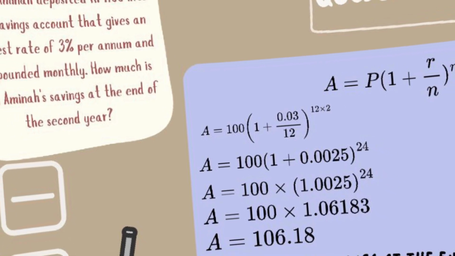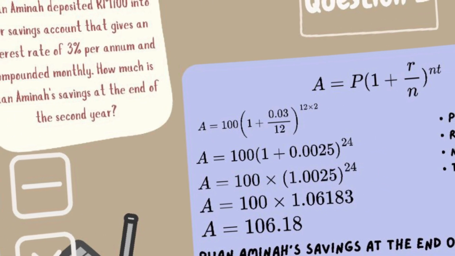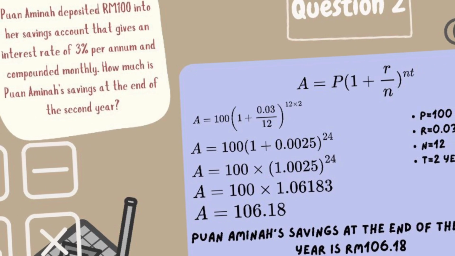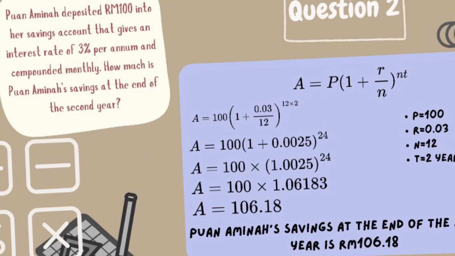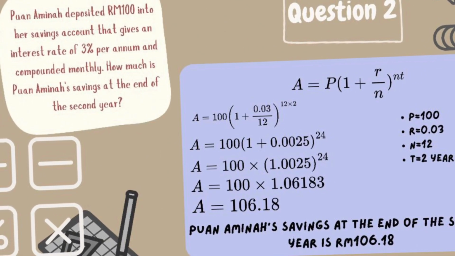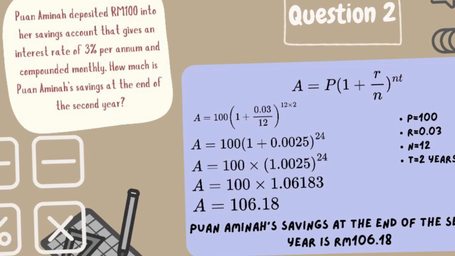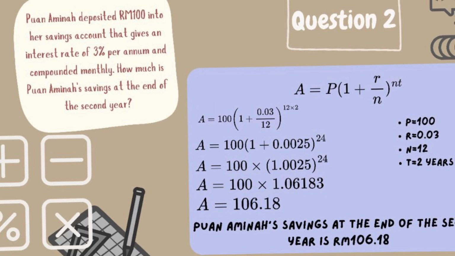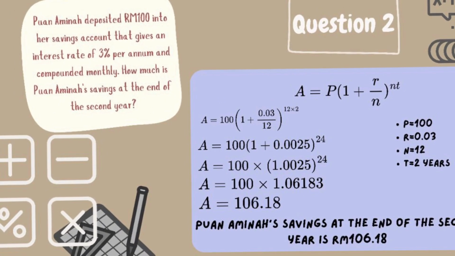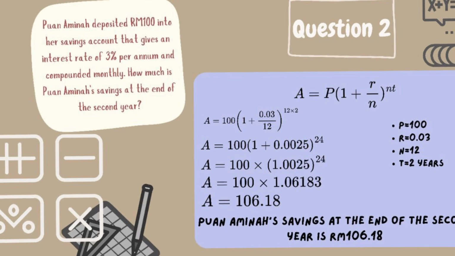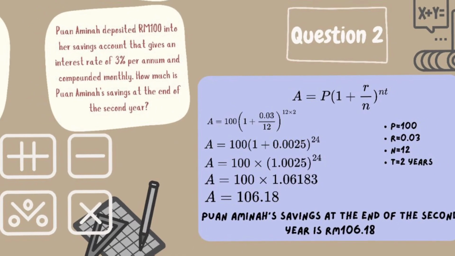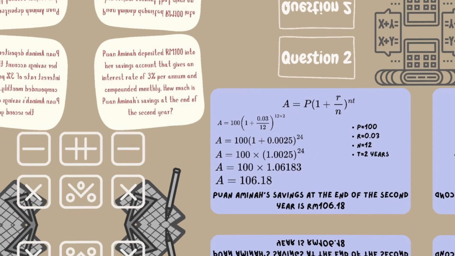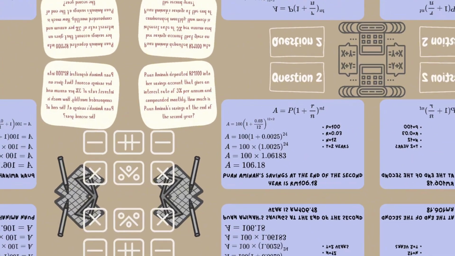Question 2 involves calculating the amount Puan Amina will have in her savings after 2 years with a principal of Rm 100 and an interest rate of 3% per annum compounded monthly. The formula used is A equals P (1 plus R over N) to the power of N times T, where P equals 100 initial amount, R equals 0.03 interest rate, N equals 12 compounded monthly, T equals 2 years. The steps are to substitute the values in the formula and then calculate the result. The final answer is that Puan Amina's savings at the end of the second year is Rm 106.80.